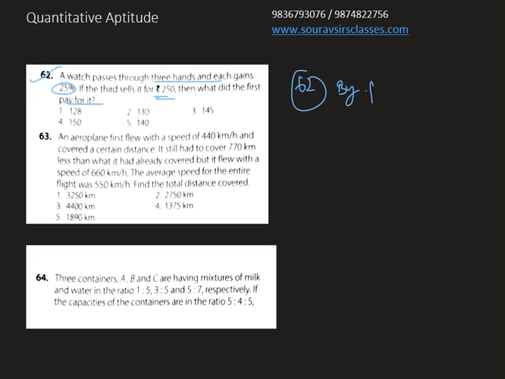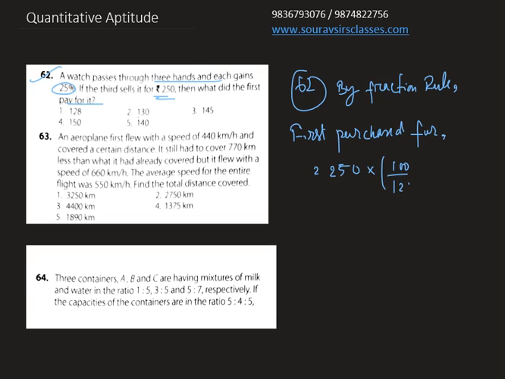By fraction rule, we can say that the first purchased for the selling price, that is 250, into the reciprocal of the gain, that means 100 divided by 125, and as the watch passes through three hands, we have to multiply three times. 250 into (4/5) cube, that means the first purchased for 128 rupees. Therefore option A is the correct one.